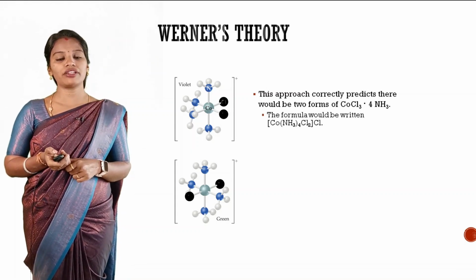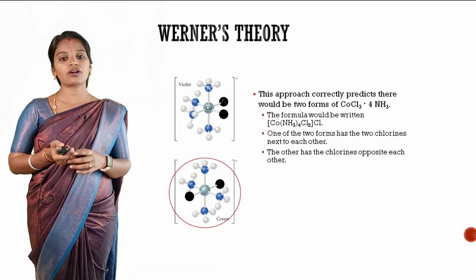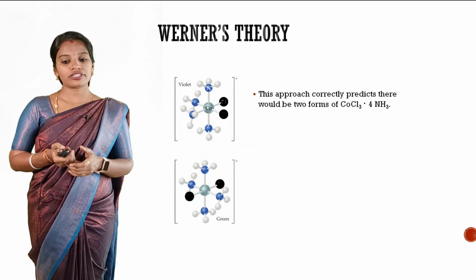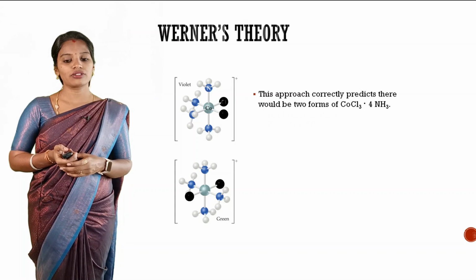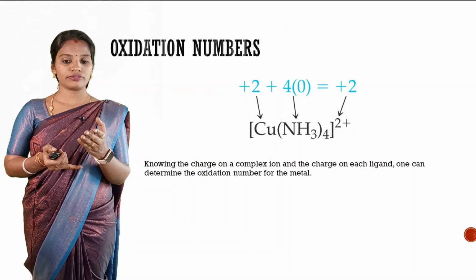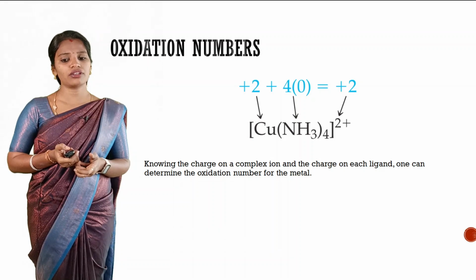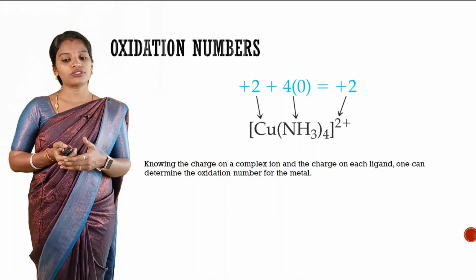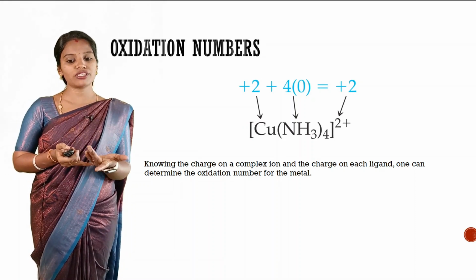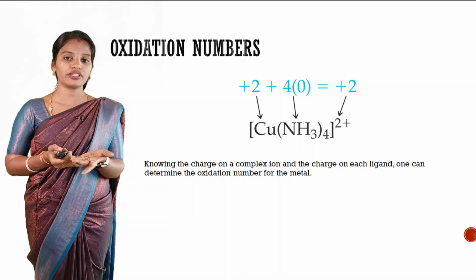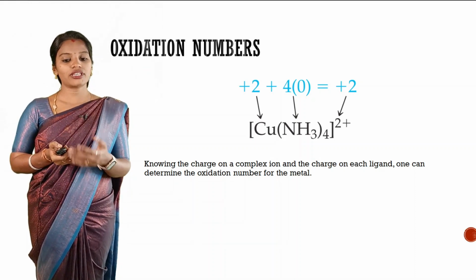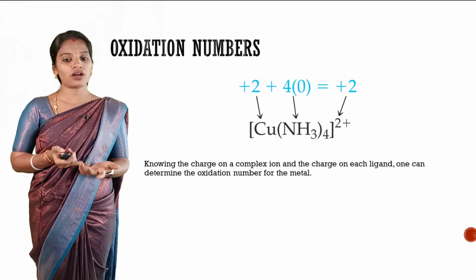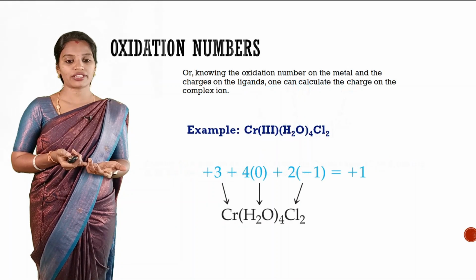And then oxidation number, it is very basic. How to find the oxidation number of a complex? Let us consider the example tetraamminecopper(II) complex. You have to find out the oxidation state of the metal. You know very well, ammine is a neutral ligand, so 4 times 0 is 0. Therefore the oxidation state of copper is Cu2+. Knowing the charge of the complex ion and the charge on each ligand, one can determine the oxidation number of the metal.